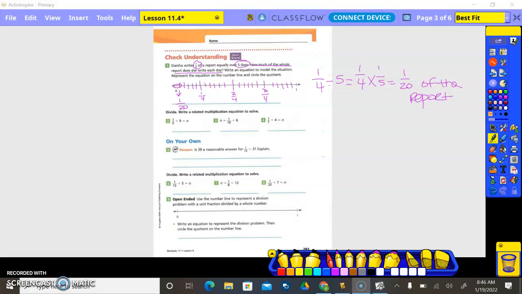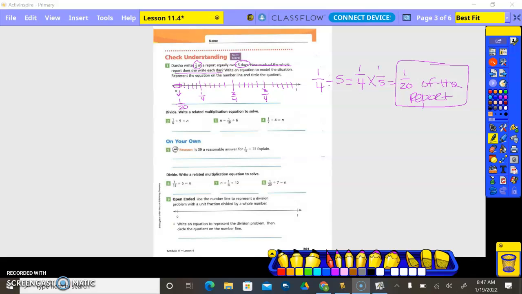So we went ahead and wrote 1/4 divided by 5. Then we used our number line and we weren't using a whole, so we broke it into 4 size pieces. And then we broke each of those 4 size pieces into 5 pieces, which left us with 20 tick marks. And so we then circled that they only wanted 1/20th of it. And then we finished working out our equation to check our answer, and we ended up getting 1/20th of the report for our answer.